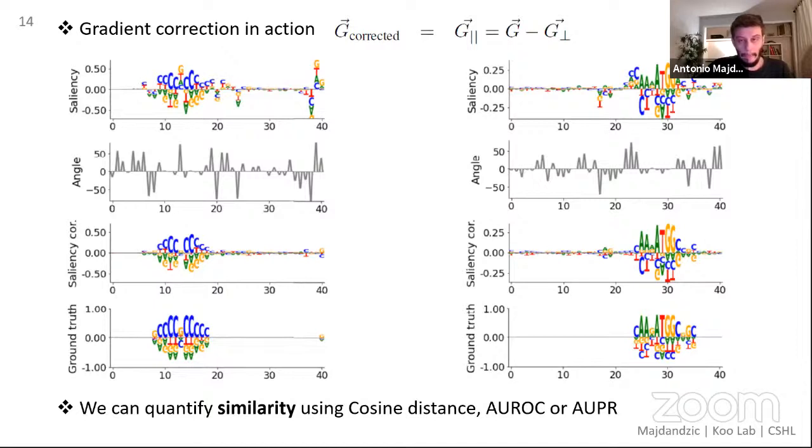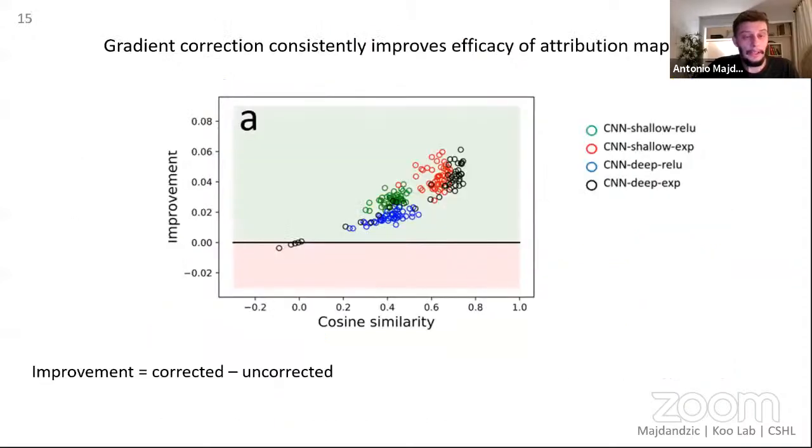On the right, you can see another example. So these are just anecdotal examples. To confirm the efficacy of our gradient correction, we perform the full statistical analysis on all sequences under all models. And here are the results for saliency maps using cosine similarity as a metric. Cosine similarity treats attribution maps as vectors, and it compares the similarity of saliency to the ground truth by calculating the cosine between the 2 vectors.